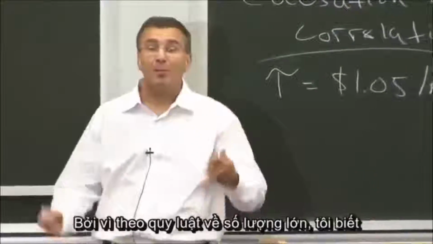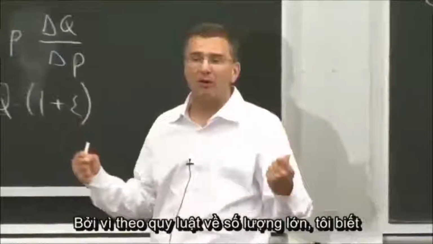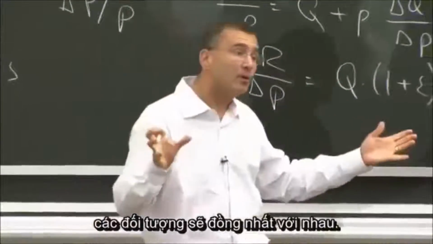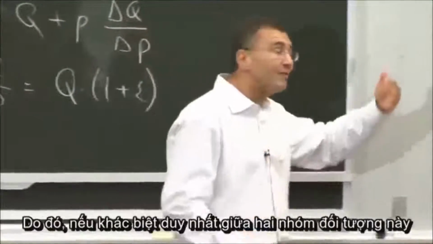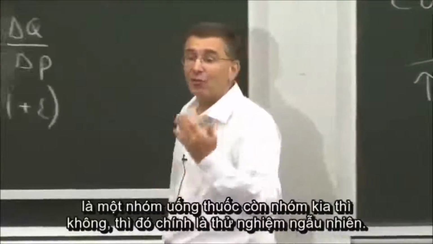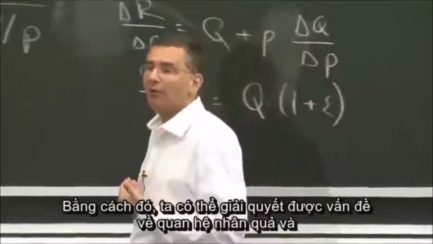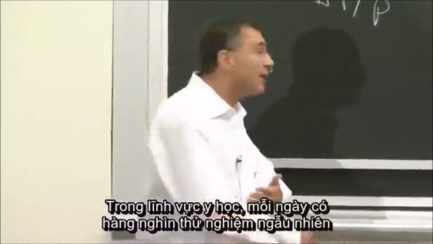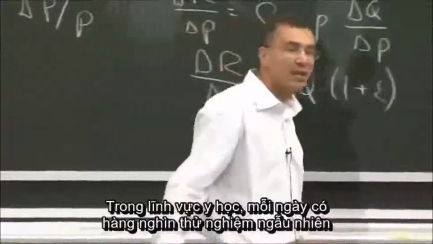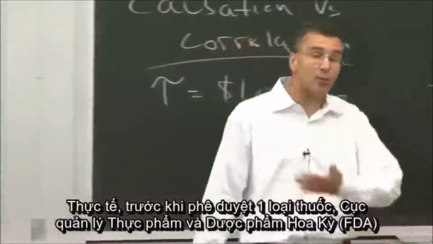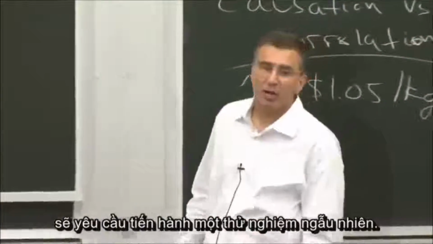And how do I know that? Because I know the groups are otherwise identical by the law of large numbers. By the law of large numbers, I know that as long as I have enough people, they're identical. So if the only difference between them is that one's taking the drug and one's not. Okay? That's a randomized trial. That would be how I could solve the causation versus correlation problem. In medicine, thousands of randomized trials are being run every day. In fact, the FDA, before it'll approve a drug, will typically require a randomized trial.